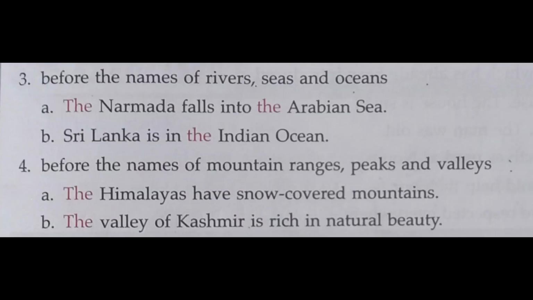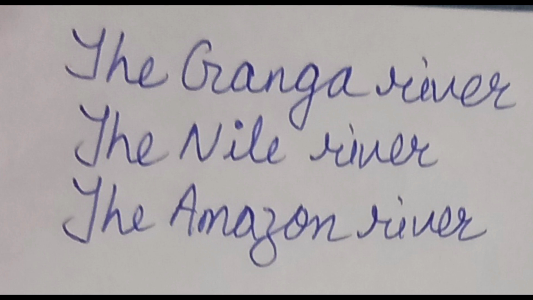Okay? Number three, the article the is used before the names of rivers, seas, and oceans. It means whenever we use the names of rivers in a sentence, we have to use the article the before it. For example, the Ganga River, the Nile River, the Amazon River, etc.